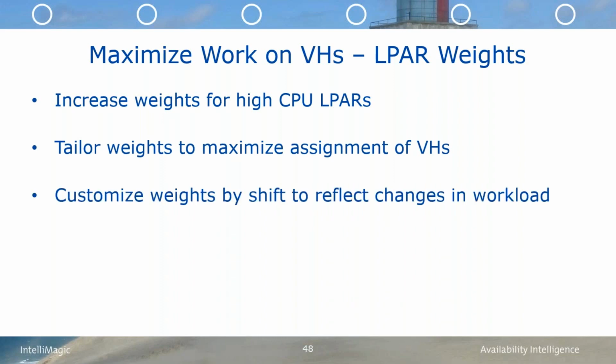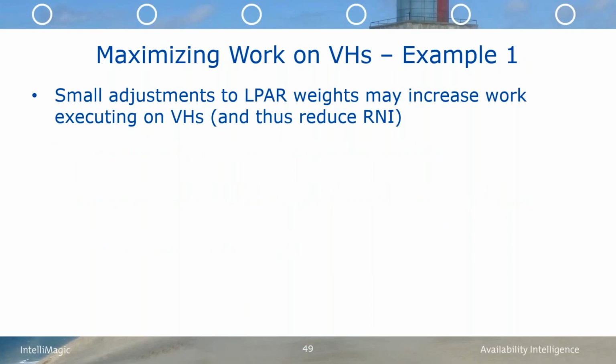If the characteristics of the workload on your LPARs change between shifts, automating LPAR weight changes corresponding to those shifts may be another way to increase the workload executing on vertical highs. And finally, fewer larger LPARs may be a configuration option you can exploit to increase the amount of work executing on vertical highs.